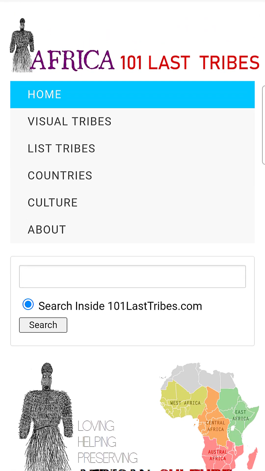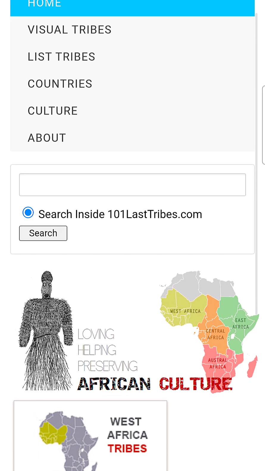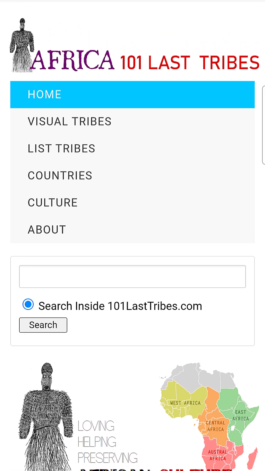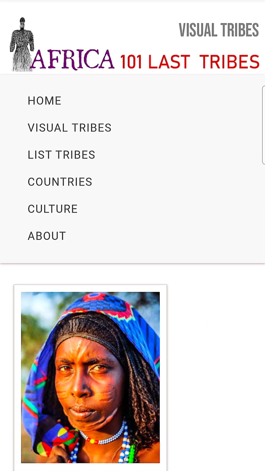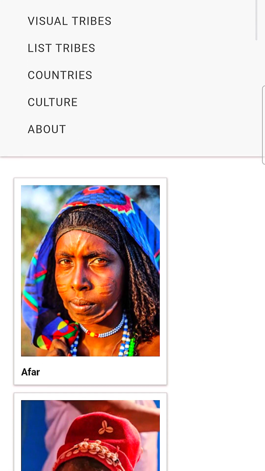So it will give you the option to view visually. You'll be able to see what the people look like. You'll see a list of all of the tribes. You'll be able to go through countries and take a look at their cultures. So I'm going to go ahead and click on the visual here, and it'll give you a lot of different groups of people across the continent.